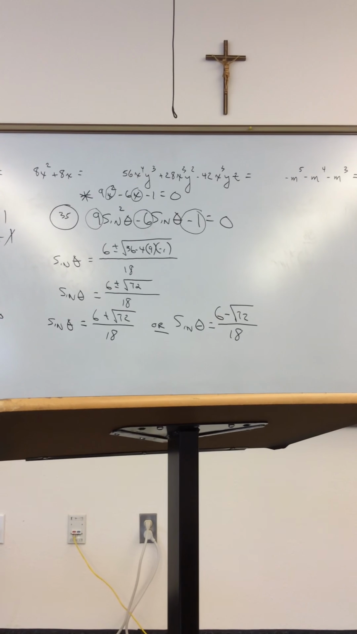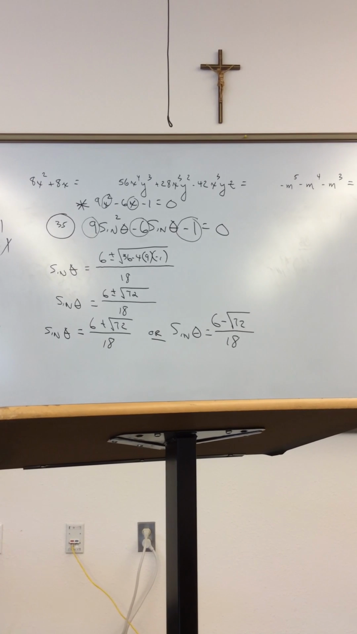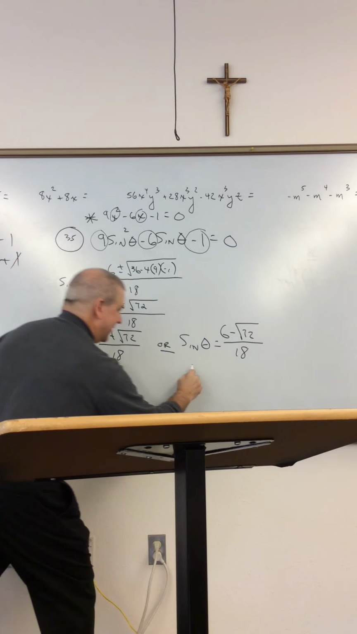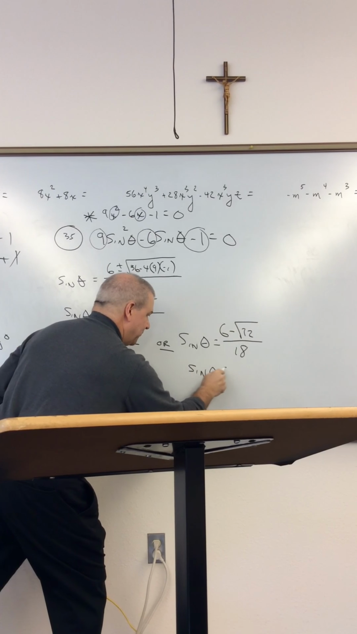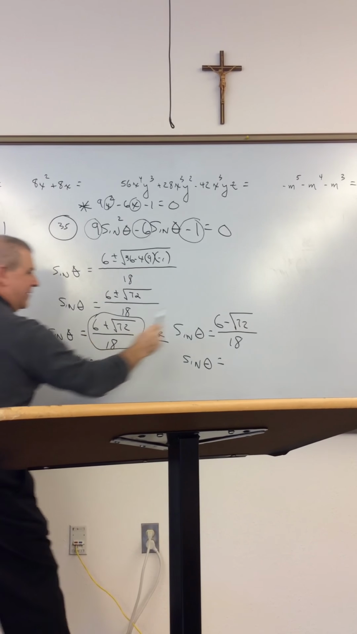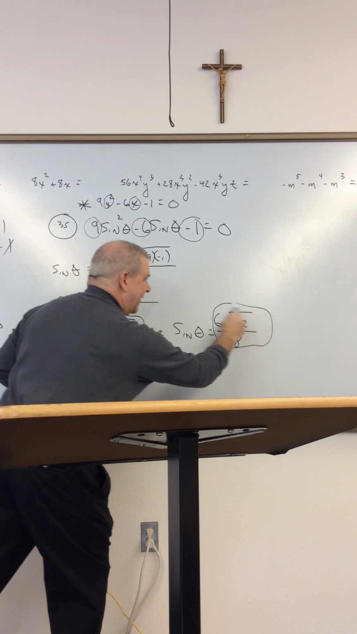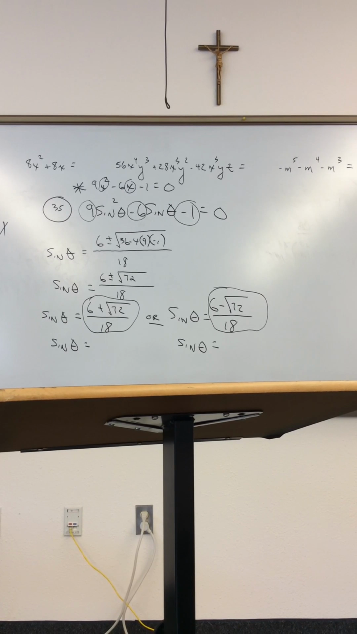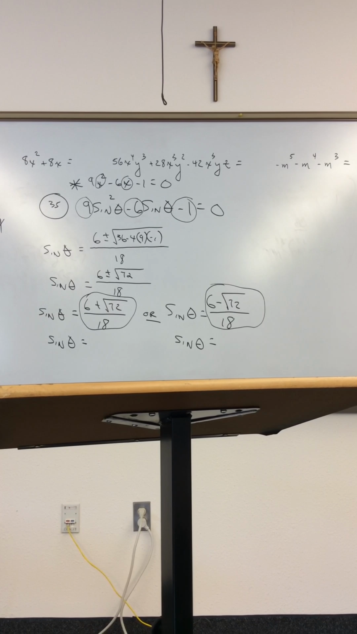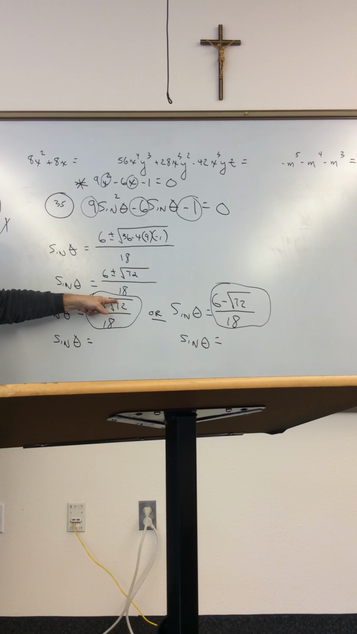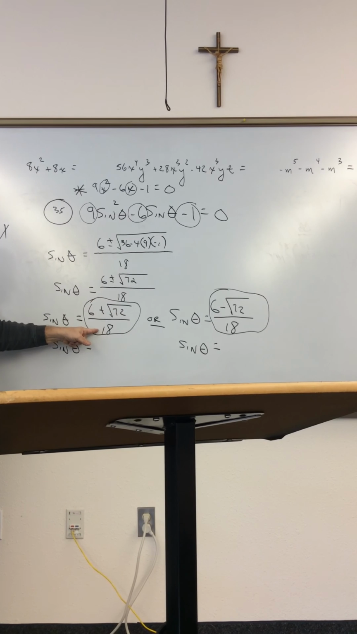Now, this is what you have to do right now. Using your calculator, listen to these directions. I want you to get the 4-digit decimal for those two things I circled. Do you understand what I'm asking you to do with your calculator? I want you to punch in 6 plus the square root of 72, all divided by 18.